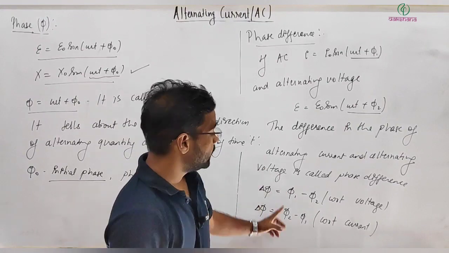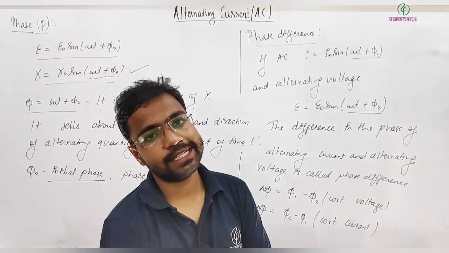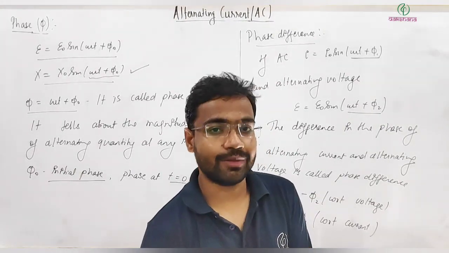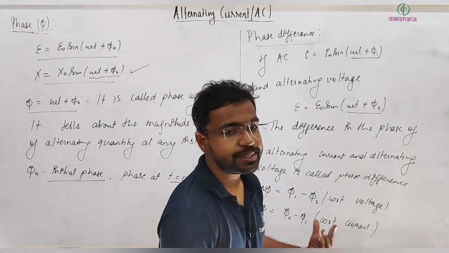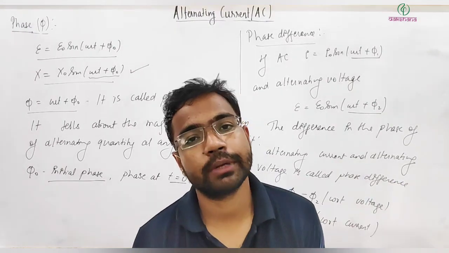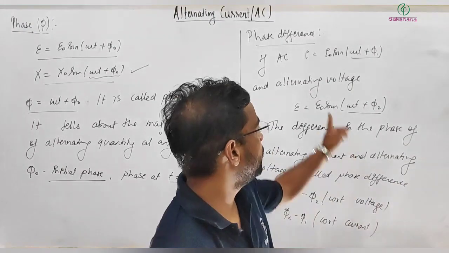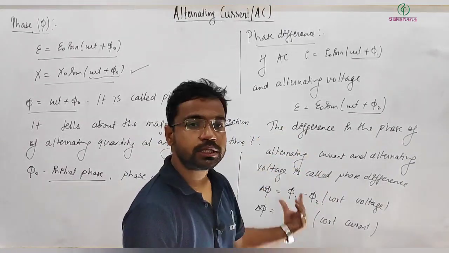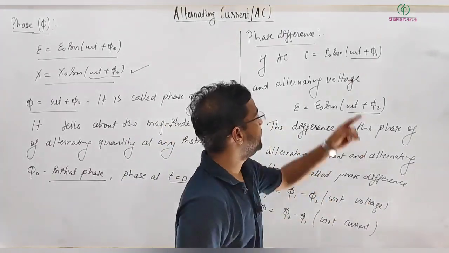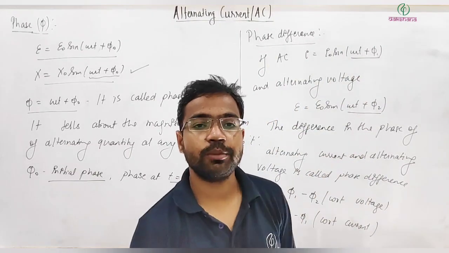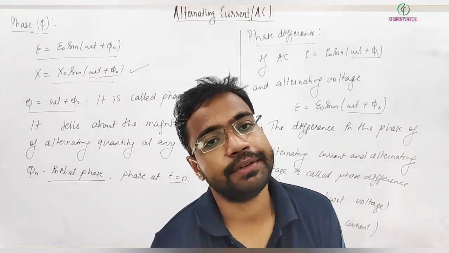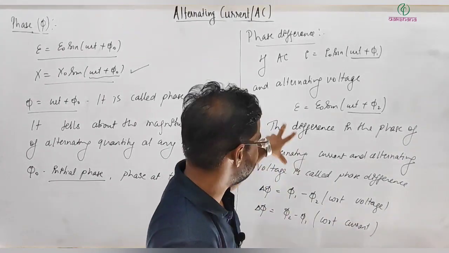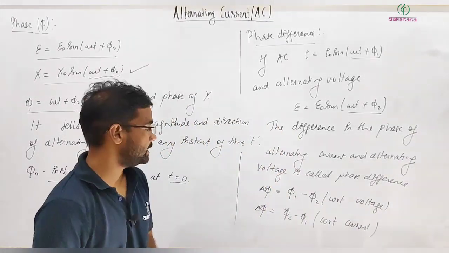Clear? We can calculate the phase difference even when frequencies are not the same, no problem in the calculation part, but in our syllabus it is limited only to the case when the frequency of both quantities is the same. So we will deal with cases where omega is the angular frequency, omega is 2 pi f, f is the frequency, and the frequency is the same. So that is called phase difference, right?